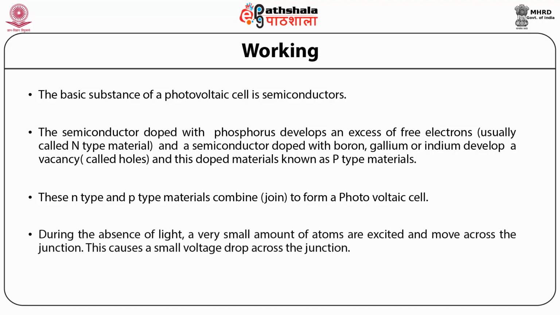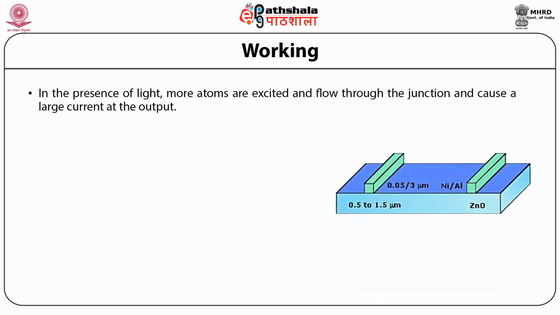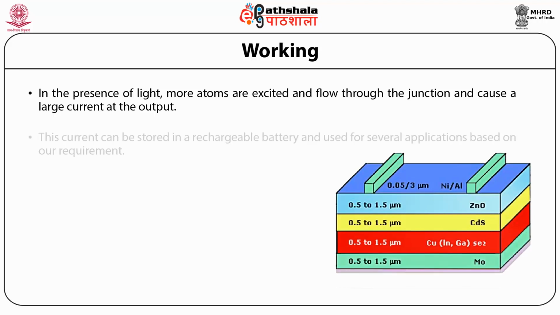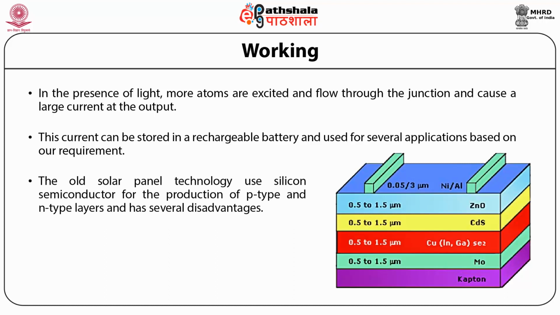In the absence of light, a very small amount of atoms are excited and move across the junction. This causes a small voltage drop across the junction. But in the presence of light, more atoms are excited and flow through the junction and cause a large current at the output. This current can be stored in a rechargeable battery and is used for several applications based on the requirement.